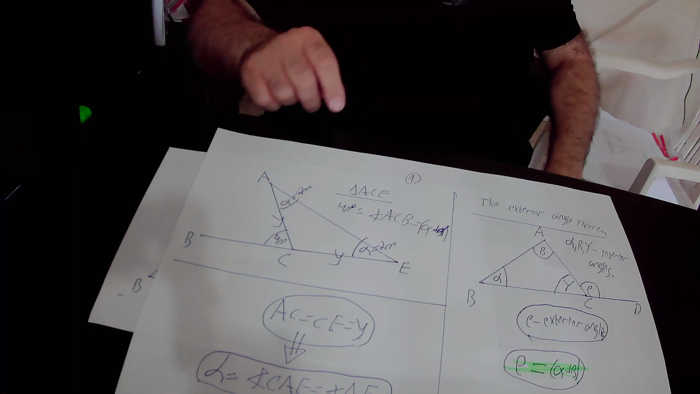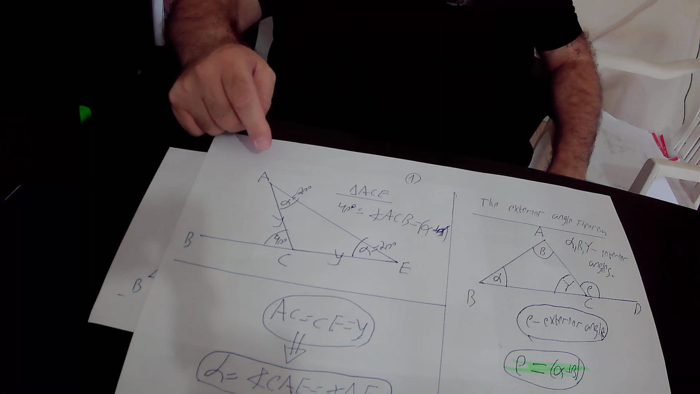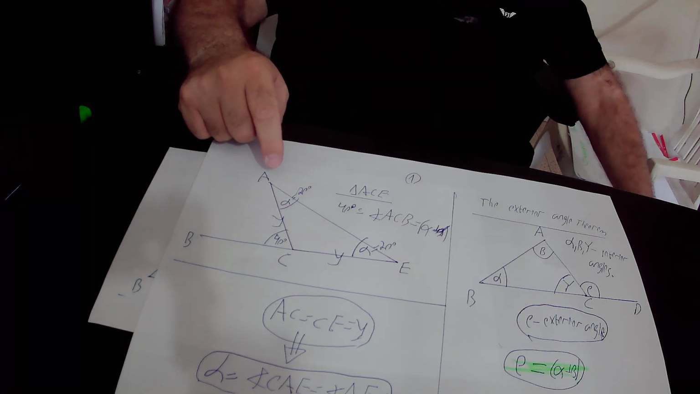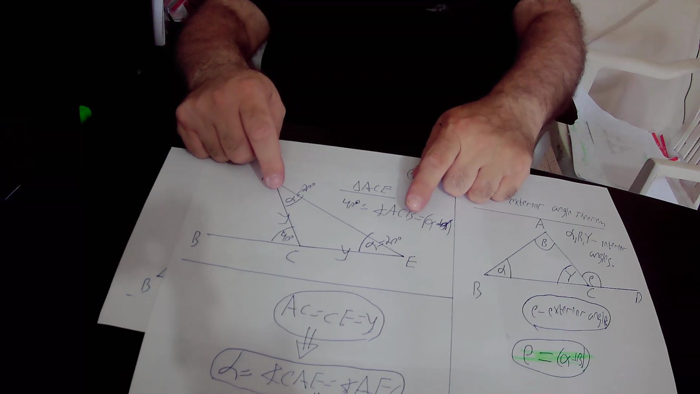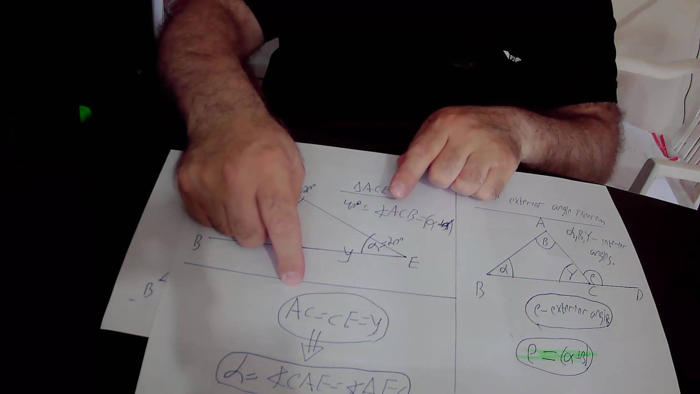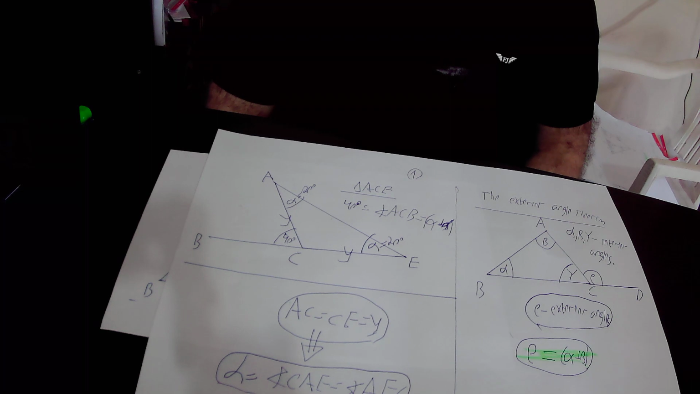Here, according to our construction, CE equals Y. According to what is given in the question, AC also equals Y. So both those two sides are equal to Y, therefore they are equal to each other. So AC equals CE.